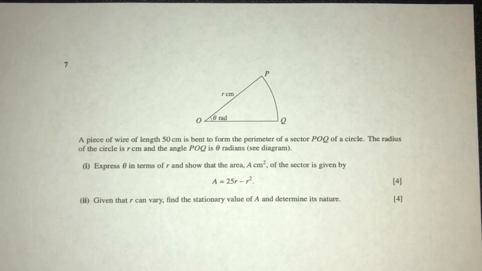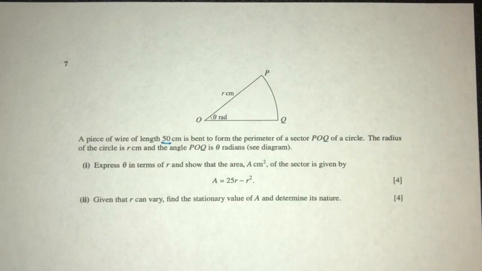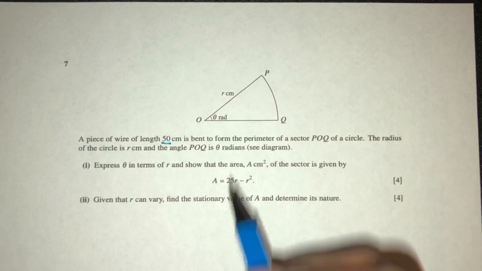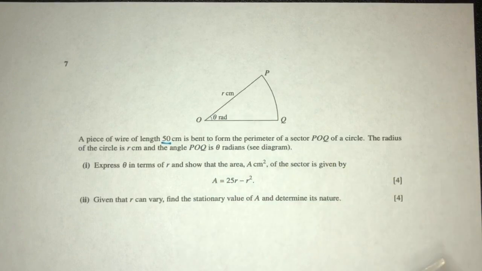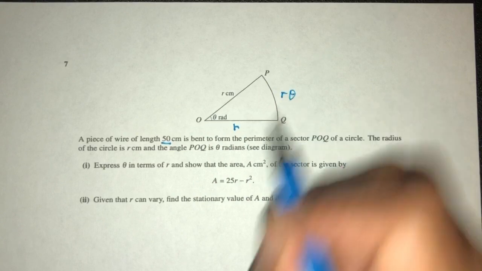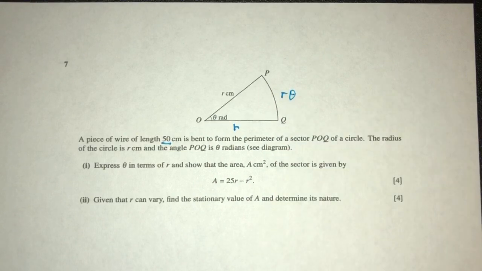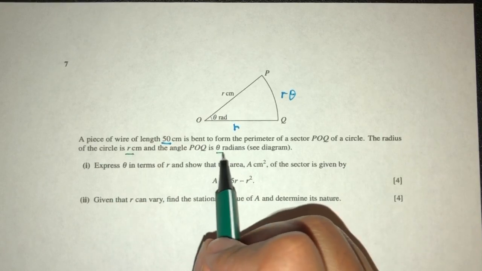Let's move on to the next question. A piece of wire of length 50, so we know that the length, which is the perimeter used here, is 50, right? It is bent to form the perimeter of sector POQ of a circle, just like I said. This would be R, and the length of the arc is R theta. You have to know this. This is just a formula we have to know for circular measure. The radius is given to you by R, the angle is theta, okay?